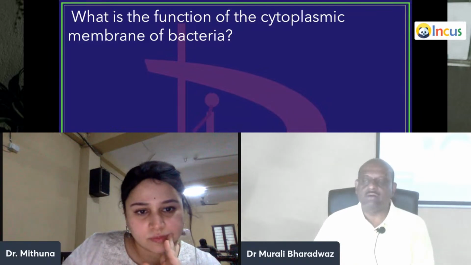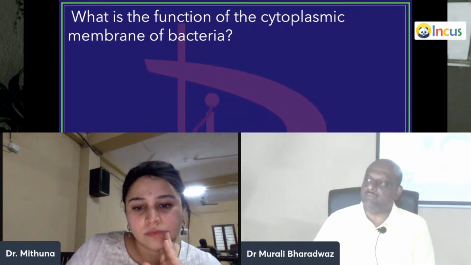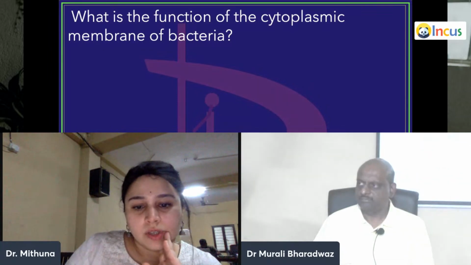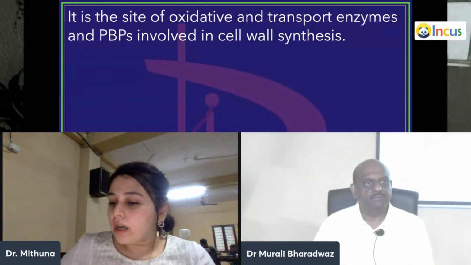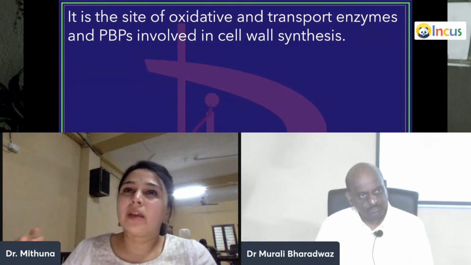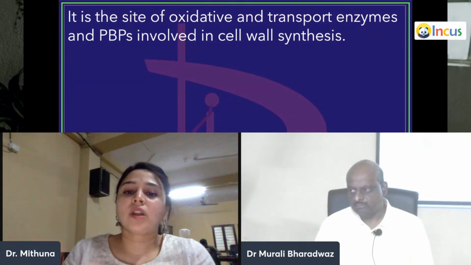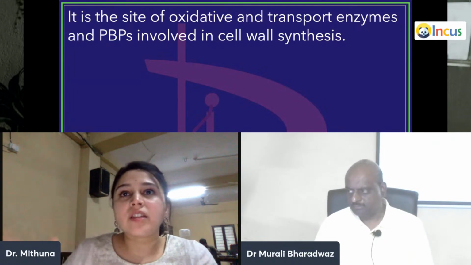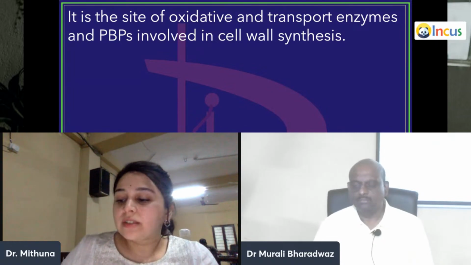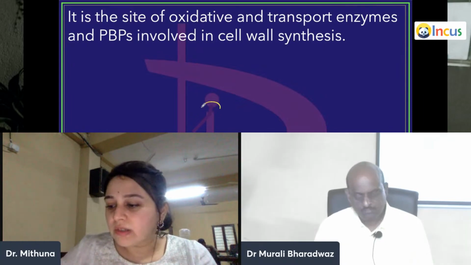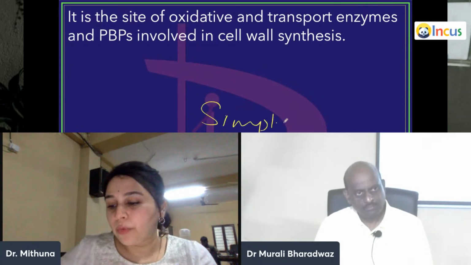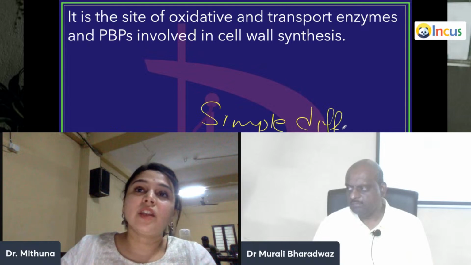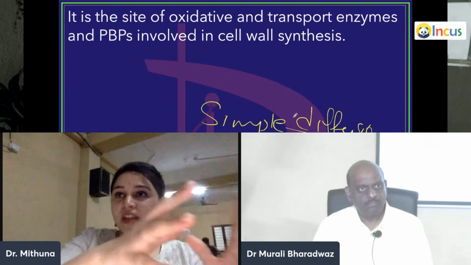So what is the function of the cytoplasmic membrane of the bacteria? It's a semi-permeable membrane. So it decides what comes in and goes out of the cell. And it helps in transport. And it also helps in simple diffusion, osmosis, passive and active transport. It is also very important for endocytosis or exocytosis.